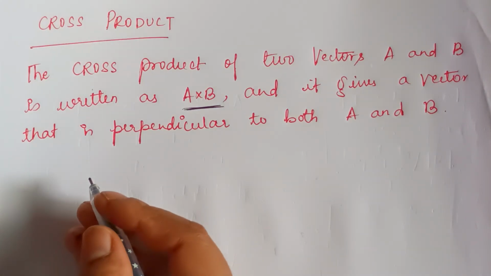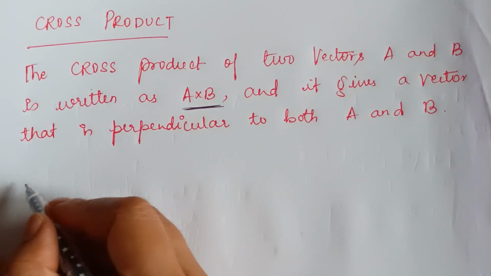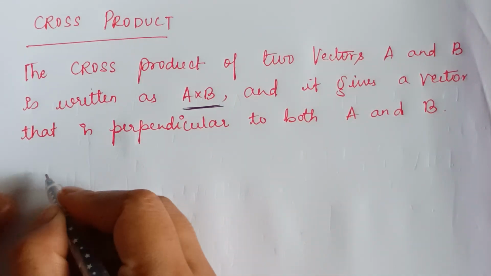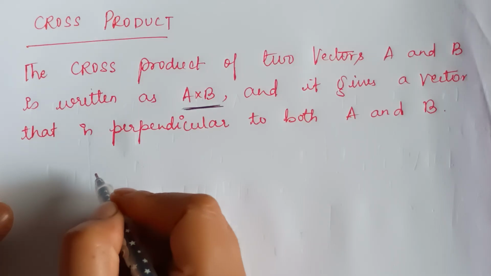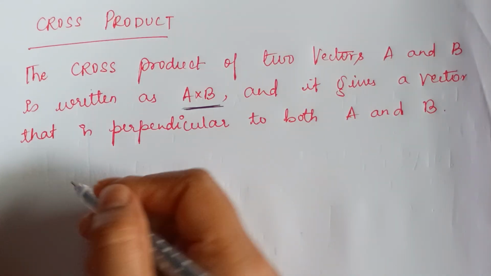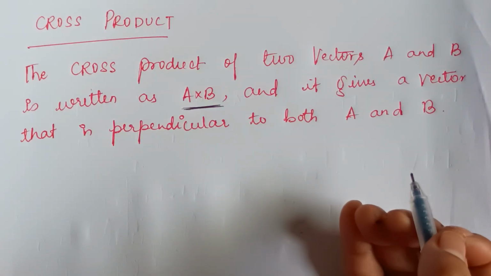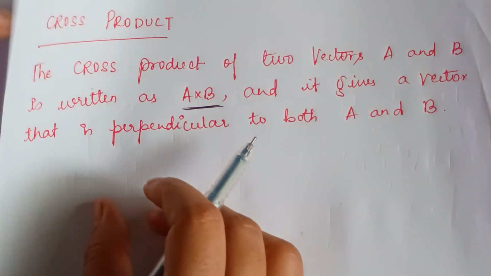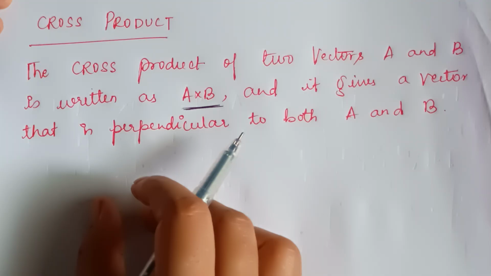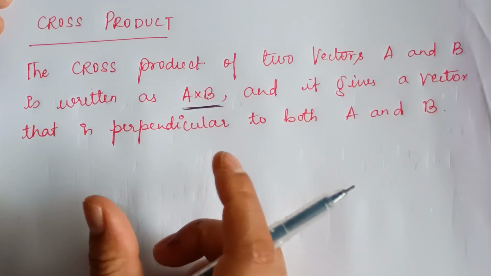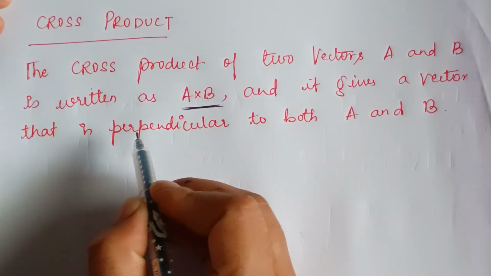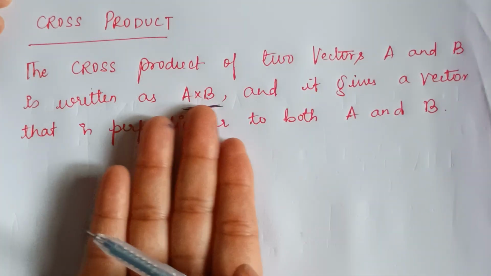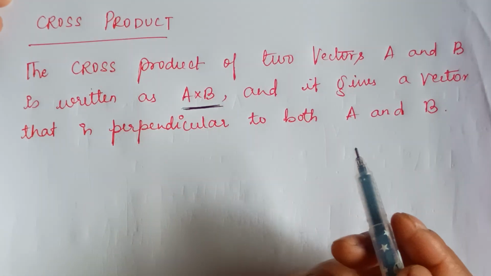So what is a cross product? Let's see a proper definition. The cross product of two vectors is an operation that gives you a third vector which is perpendicular to both of the original vectors, and it is denoted by A cross B. But as we had in the dot product, there we got a scalar value, right? So dot product gives you a scalar, but the cross product gives you a vector.